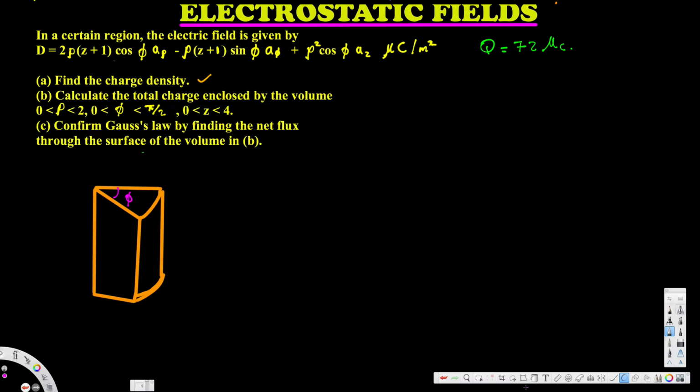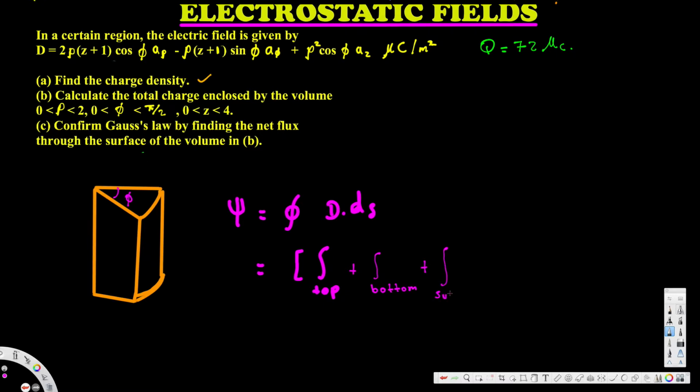So net flux in a closed surface can be calculated using this formula, psi equals the integral of D dot dS. Okay, so this is the equation for the net flux. Now let's go ahead and calculate that one. So this is going to be the integral over the top plus the integral over the bottom plus the integral over the side surface of D dot dS. Okay, so this is what we have to do.